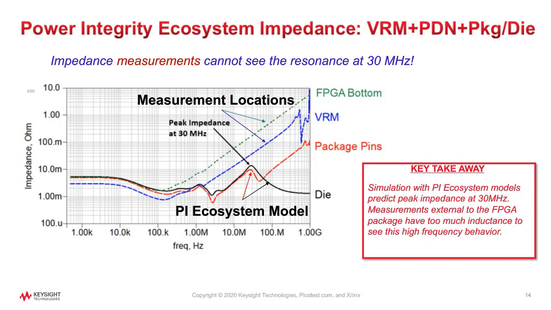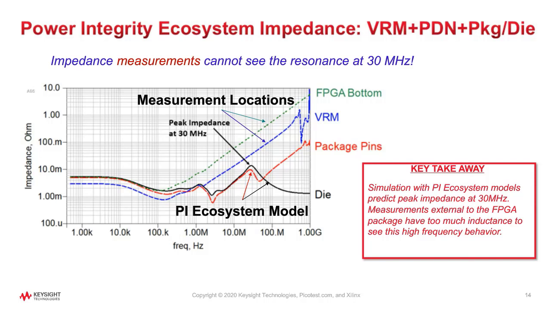Impedance at the VRM measurement location, the blue dash trace, is dominated by the bulk capacitors and decoupling close to the supply. Impedance at the measured location, FPGA bottom, dotted green trace, includes a single via pair connection to the VCC power rail, which has higher inductance. Both of these measurement points have too much inductance to see the impedance that the die sees at higher frequency, shown by the black solid trace.